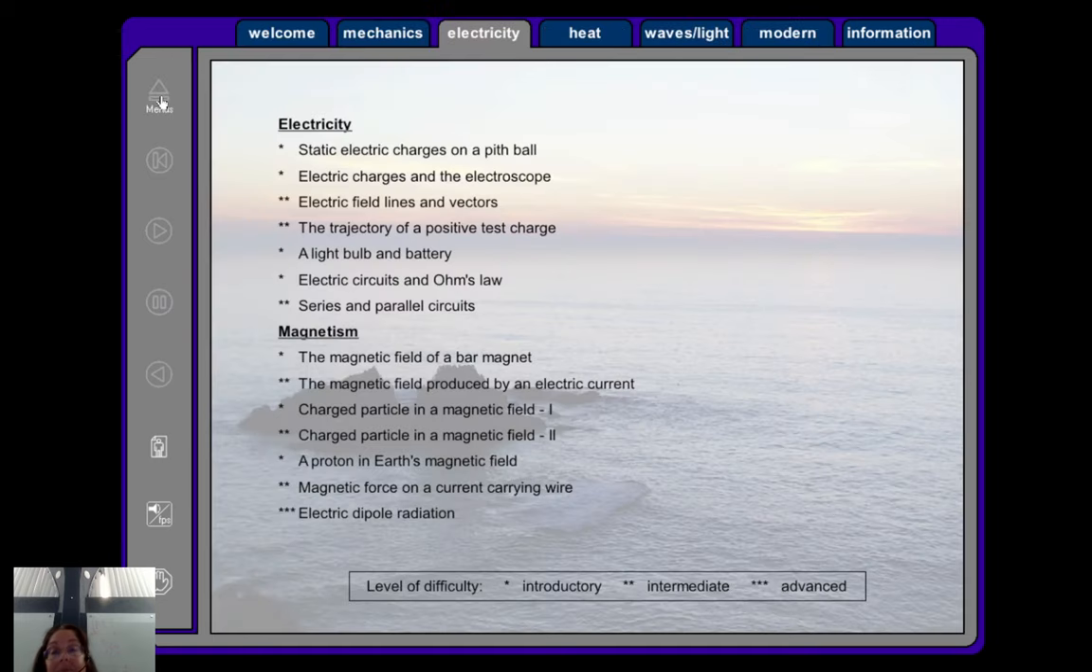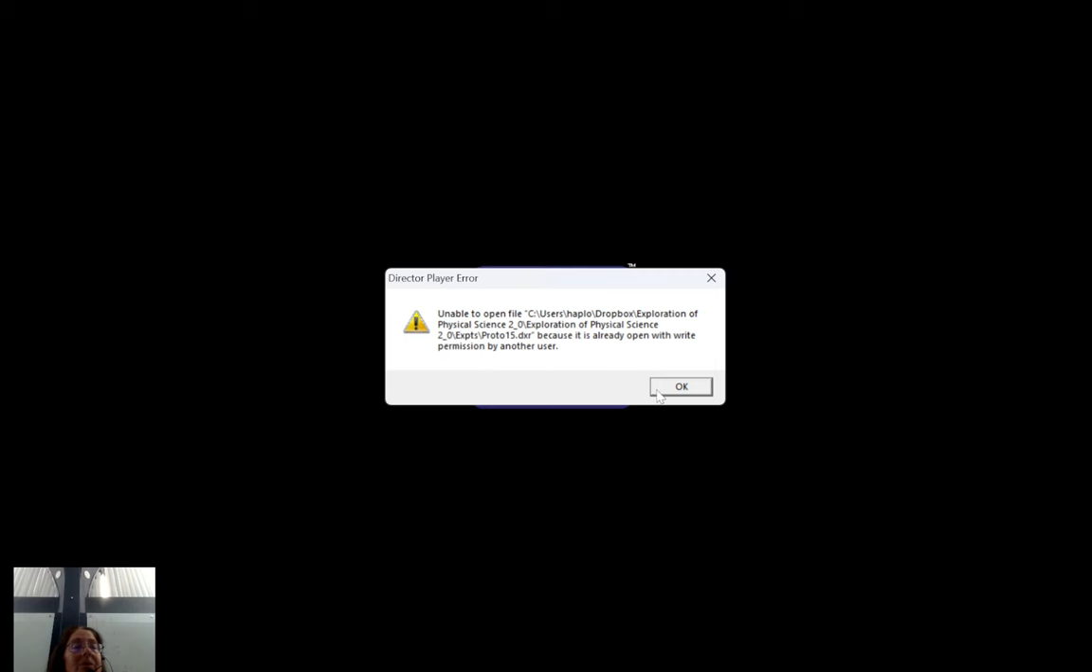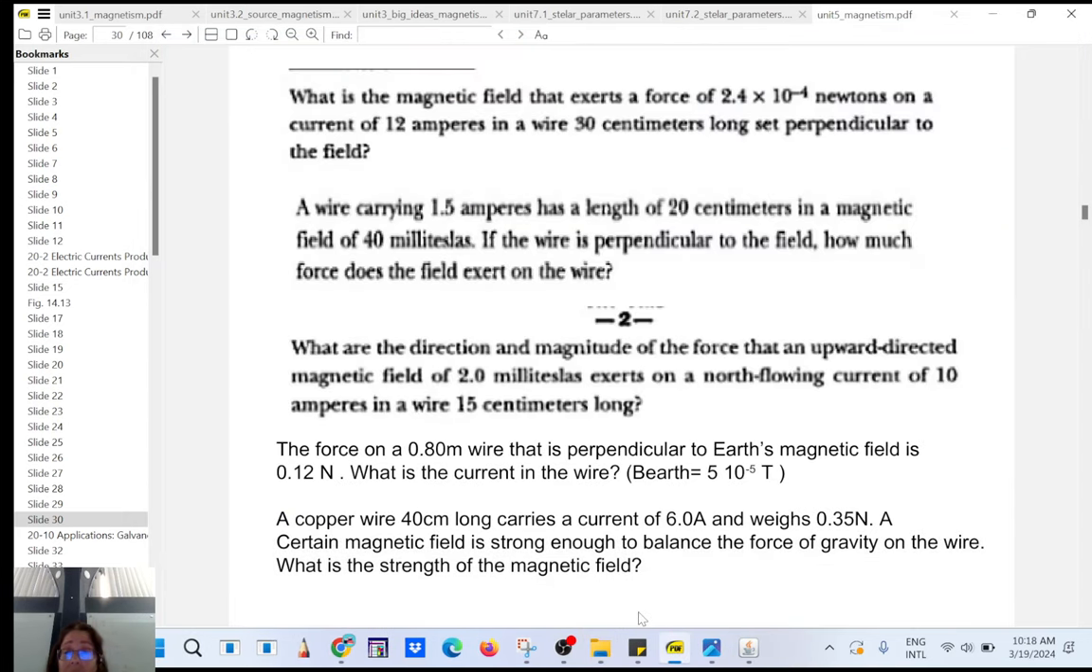Isn't that cool? Physics doesn't make sense unless you do the experiment. We don't do enough experiments, in my opinion. Okay, let's do this one. Let's do the problem. We can help each other, talk to each other.